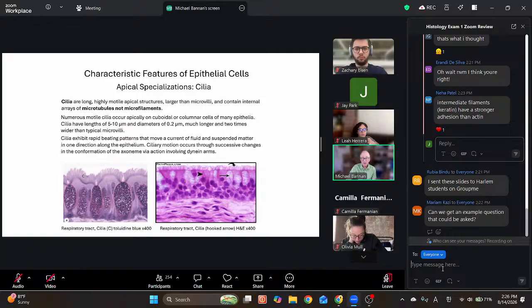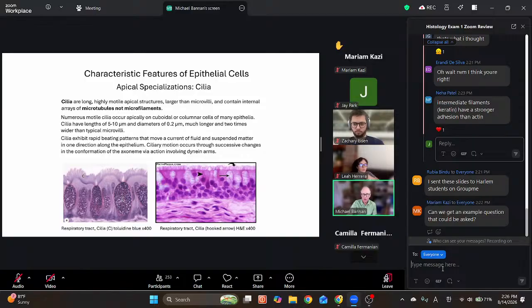One of the key differences with cilia is that they are very motile. That is actually their major function, remember: propelling material along the epithelial surface. They do that because their structure contains microtubules. It does not contain microfilaments. They are much larger than microvilli, up to 10 microns in length, and twice the diameter, 2/10 of a micron. They exhibit a real beating pattern on the surface of the epithelium, which moves material along. Mariam, you have a question?